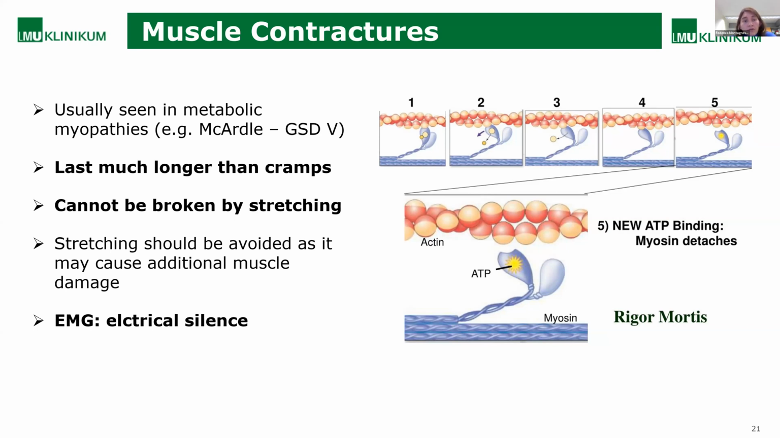They usually last longer than cramps and cannot be broken or alleviated by stretching. On the contrary, stretching should be avoided in order to prevent additional muscle damage, in particular in patients with metabolic myopathy, as for example McArdle. And the cause of muscle contracture in this case is an energetic deficit, so the muscle is not able to produce enough ATP to break the cross bridges between actin and myosin, so that we have this contracture which is electrically silent on EMG. And this is a similar mechanism to what happens after death, with rigor mortis.